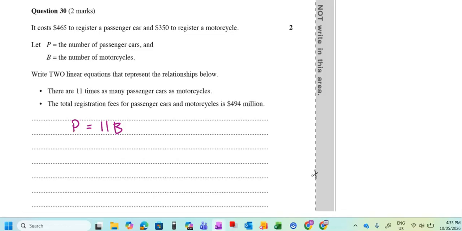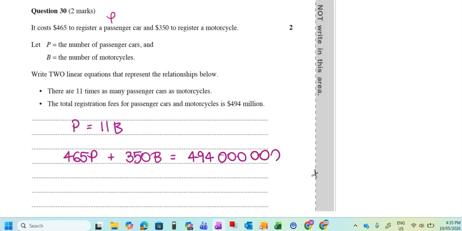The second relationship relates to the cost. The total registration fees will add to $494 million, but we know for each one of the P's it'll be worth $465. So 465 times P is the amount of money we get from registering passenger cars, and $350 times the number of bikes will give us the registration fees from the motorbikes, and they together will add to $494 million. So we'll write that in dollars, and that is our second relationship.